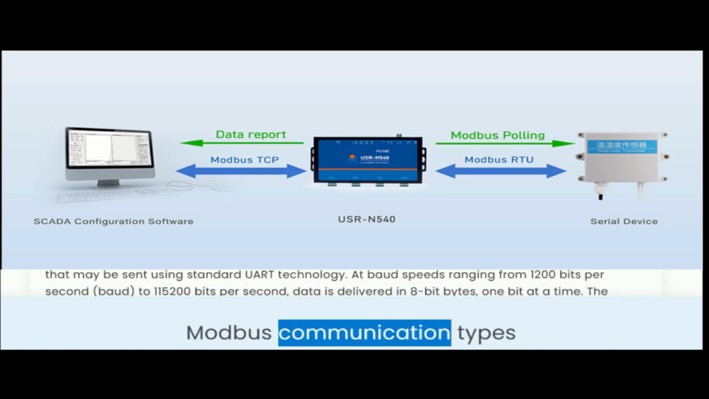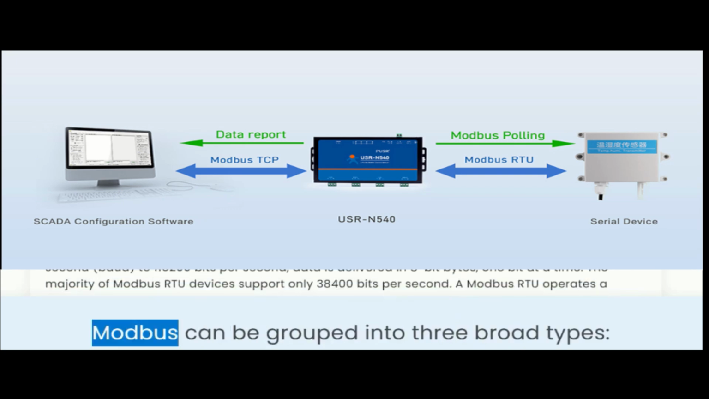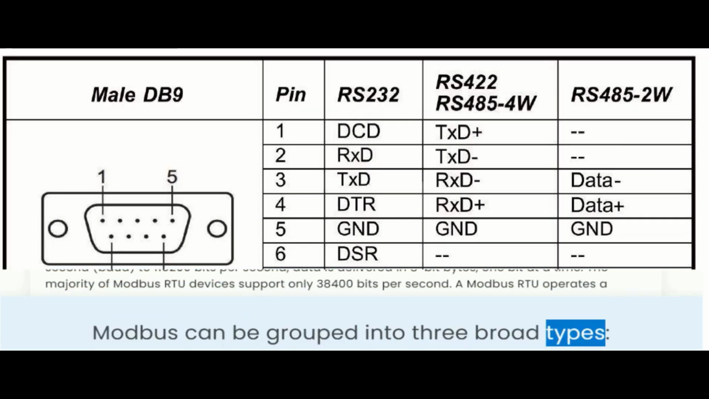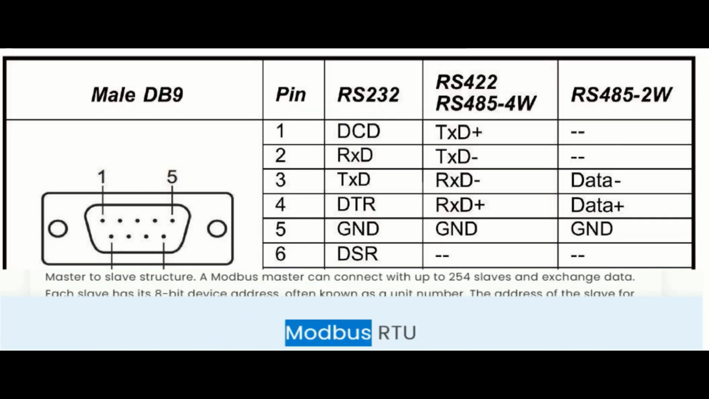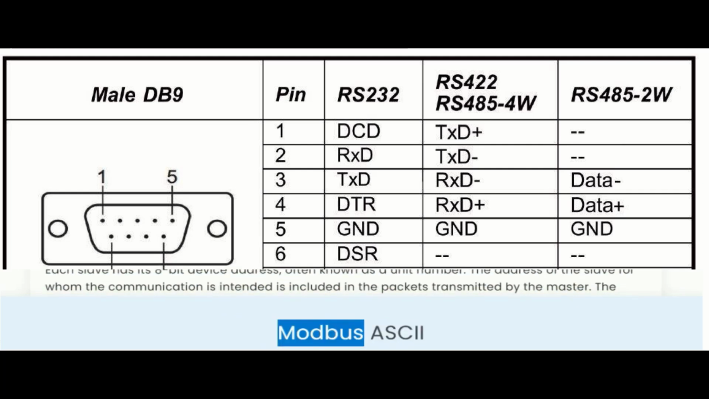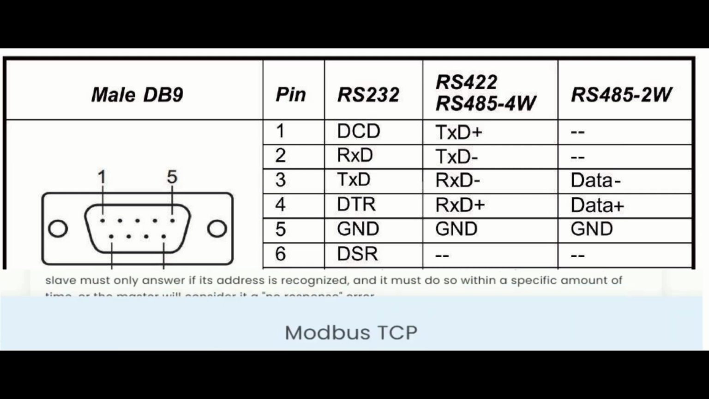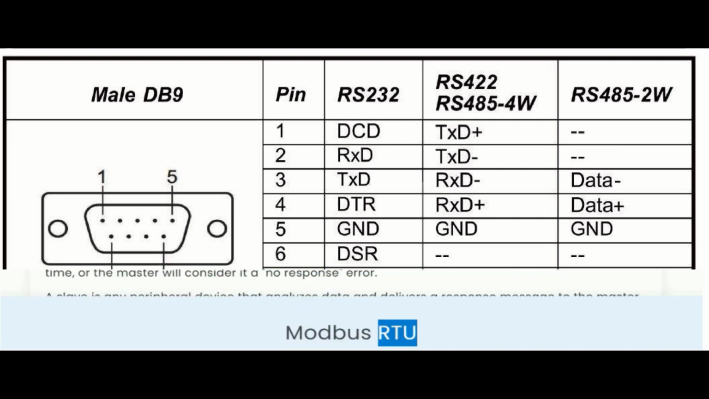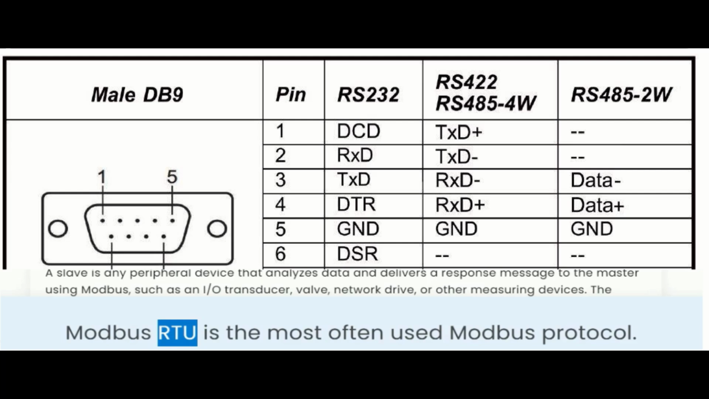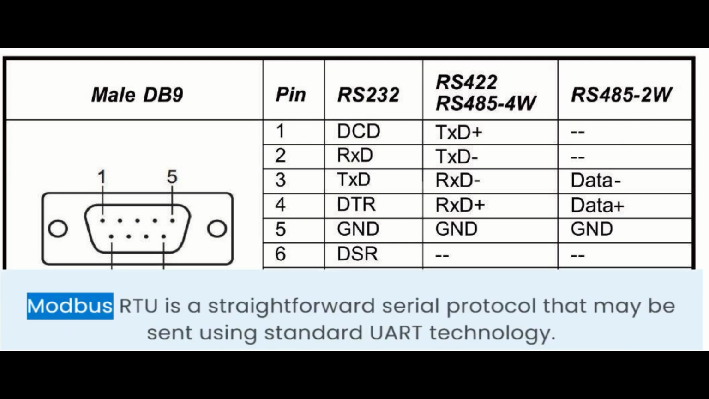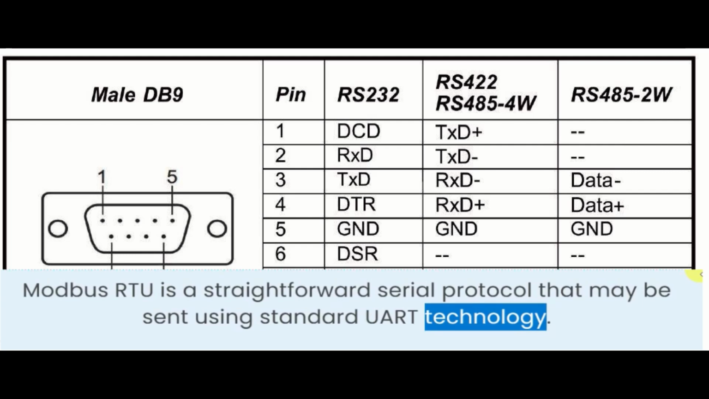Modbus communication types. Modbus can be grouped into three broad types: Modbus RTU, Modbus ASCII, Modbus TCP. Modbus RTU. Modbus RTU is the most often used Modbus protocol. Modbus RTU is a straightforward serial protocol that may be sent using standard UART technology.